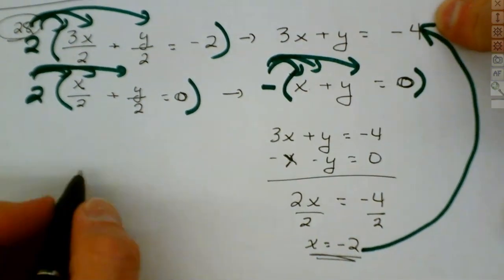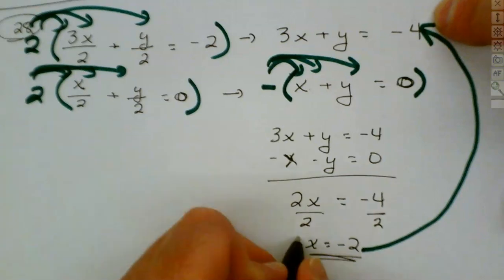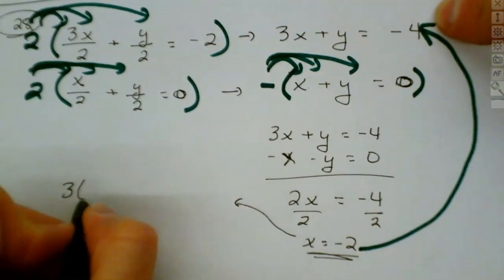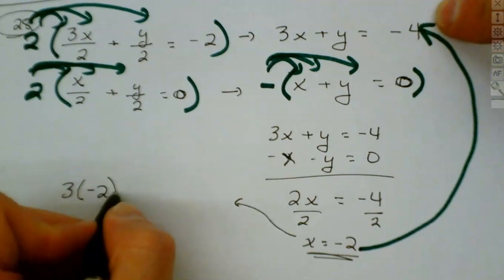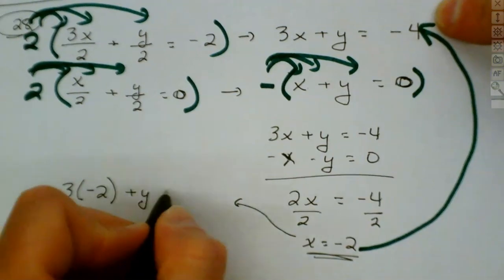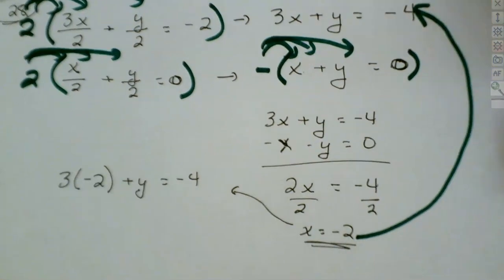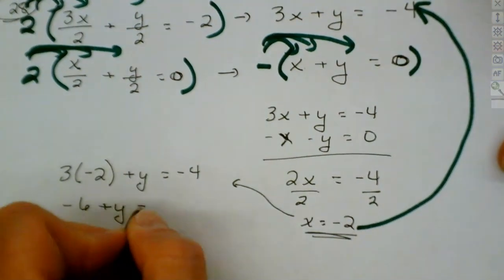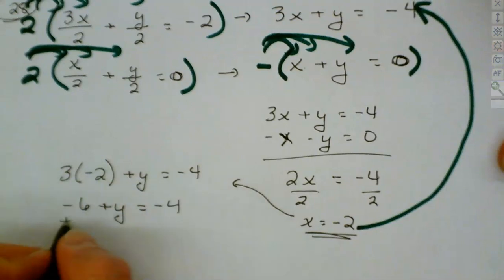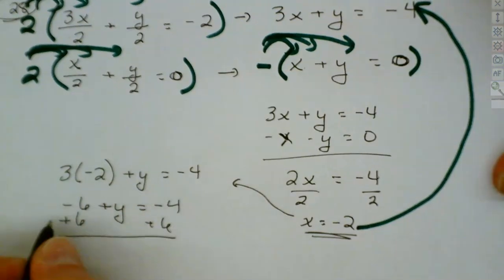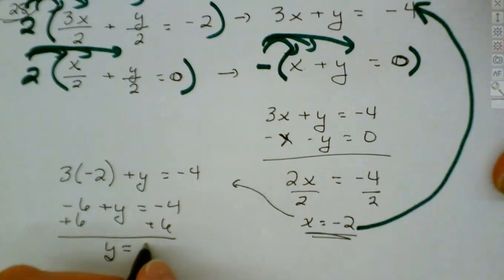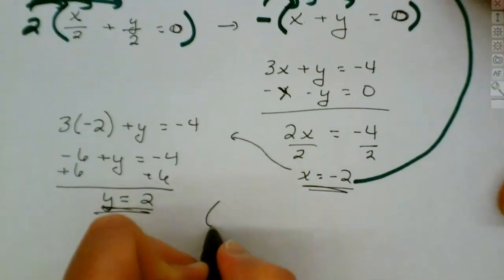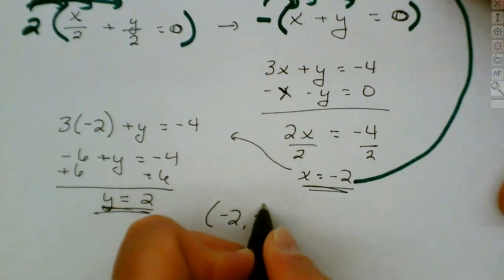So when I plug that in, and I'll write it over here, 3 times a negative 2 plus y equals negative 4. So that's minus 6 plus y equals minus 4. I'm going to add my 6 over. And so y now equals 2. As an ordered pair, what is it? Minus 2, 2.